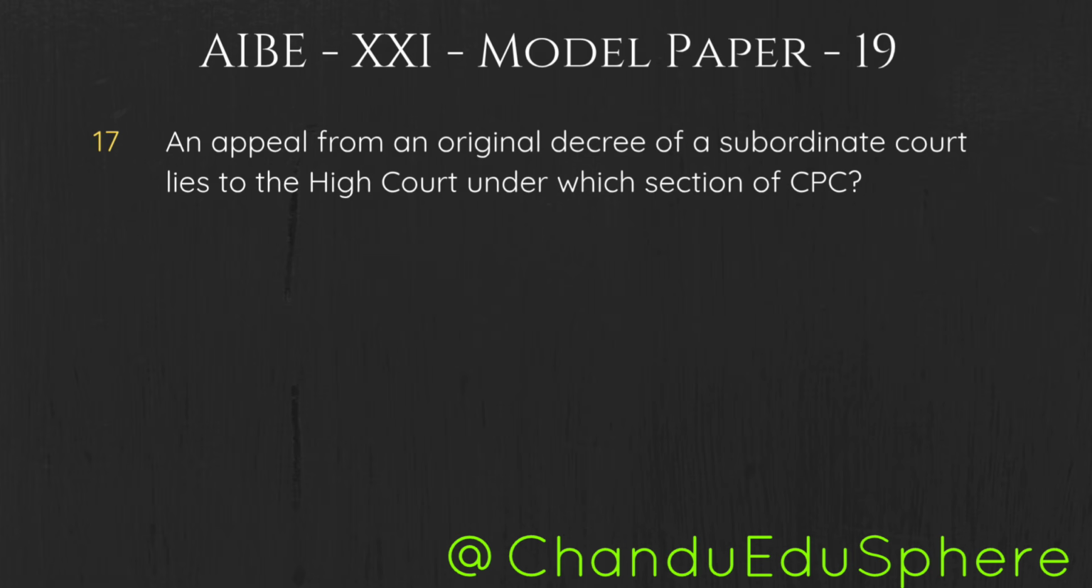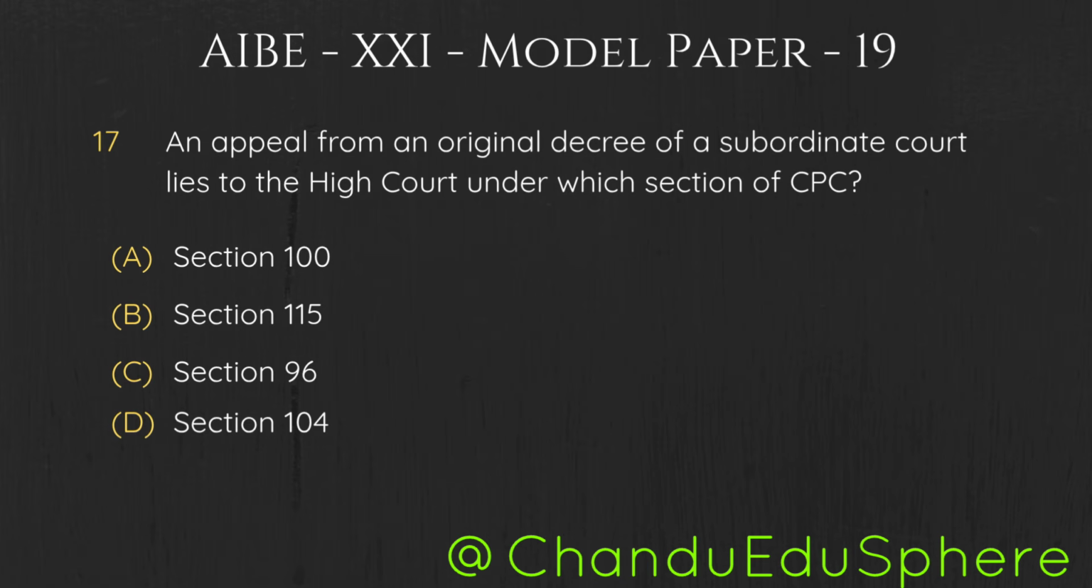An appeal from an original decree of a subordinate court lies to the High Court under which section of the CPC? Section 96. Section 96 of the CPC 1908 confers the substantive right of first appeal from any original decree passed by a court exercising original jurisdiction. Section 96, choice C is the right choice.